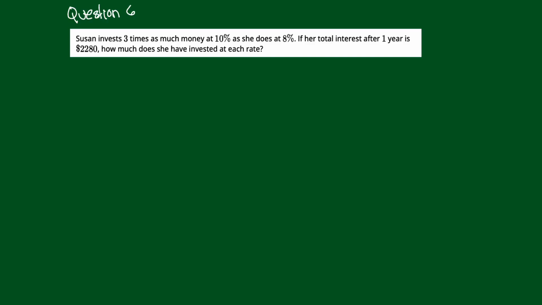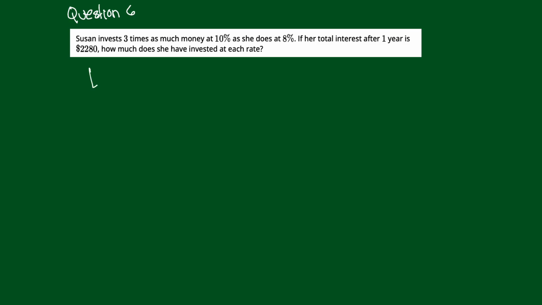Question 6 tells us that Susan invests 3 times as much money at 10% as she does at 8%. If her total interest after 1 year is this amount, that's the total, how much does she invest at each rate? All right, so I'm going to have to introduce, I got 2 rates, so 2 variables. Now, here's what I know, that Susan invests 3 times as much at 10% as she does at 8%. So it looks to me like the 10% investment is given in terms of the 8%.